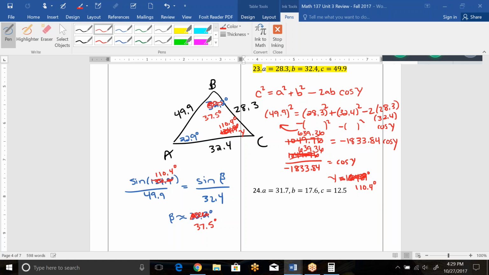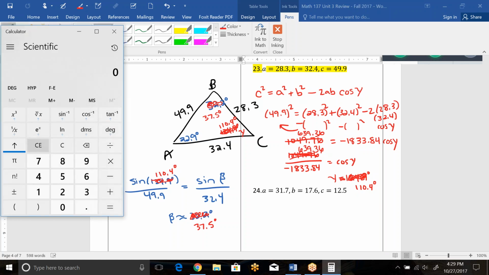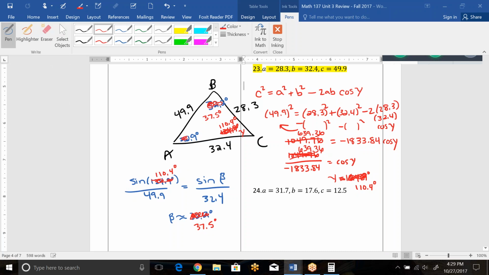And then we subtract the two red ones from the 180. So 180 minus 37.5 minus 110.4, 32.1. So you just have to be really careful, especially if you take any shortcuts like I did. I didn't write out all my steps, and that's something that is more important, writing out all of your steps. So those are the three angles we should have gotten.